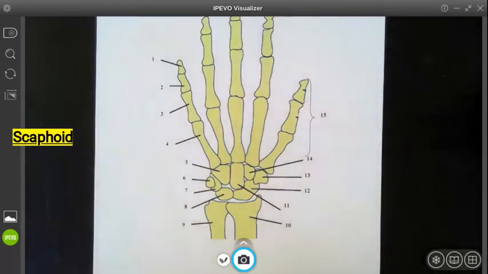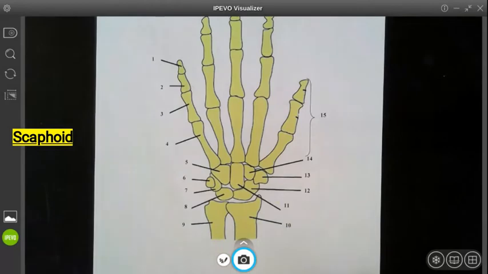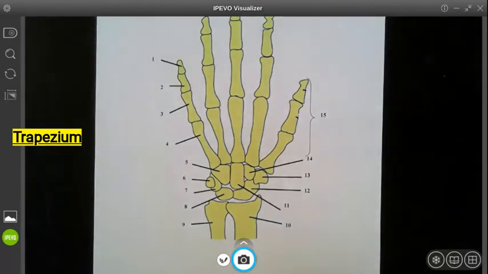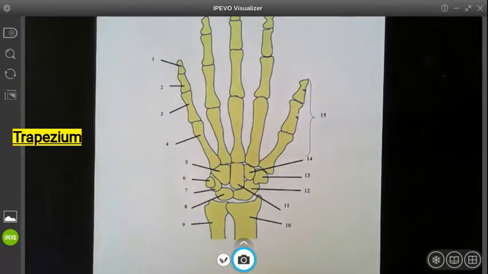12 is pointing at the scaphoid. 13 is the trapezium. 14 is trapezoid. And then 15 is the whole entire thumb itself, which we call the pollex.